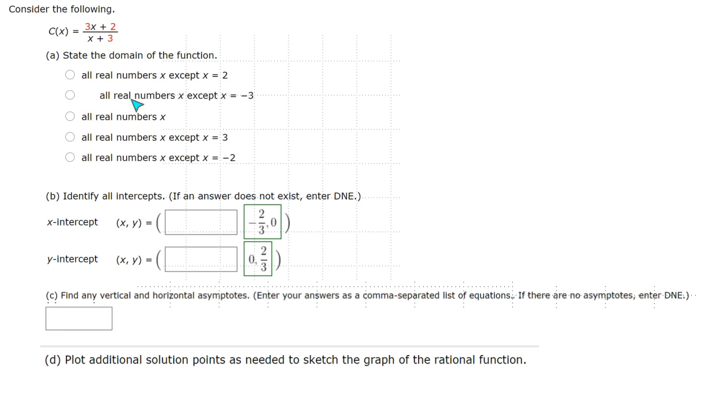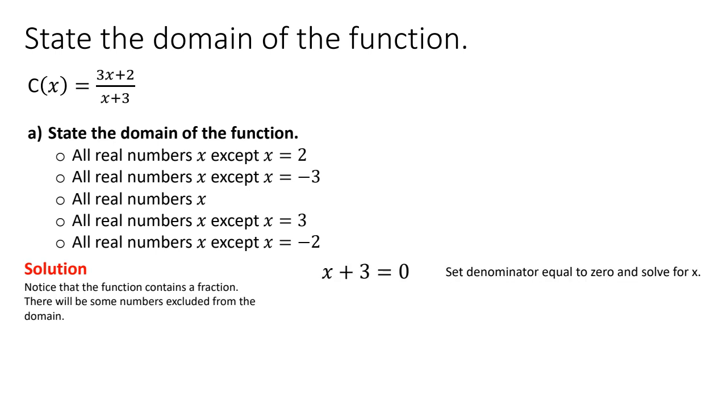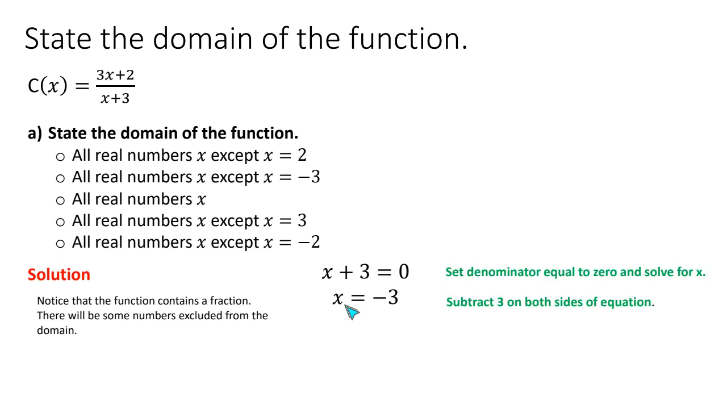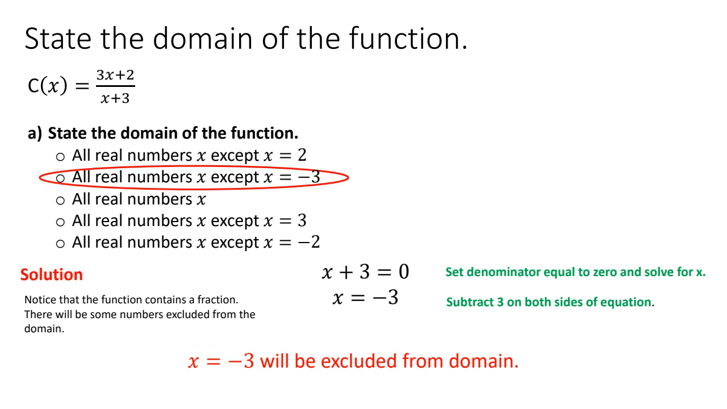So to find the domain, we have a fraction. It has a variable in the denominator. So we're going to set that denominator equal to 0 and solve for x. So we get x equals -3. It cannot be part of the domain, so we're going to exclude it from the domain. So in this case, our domain is going to be all real numbers except for -3. So that's going to be the second option.